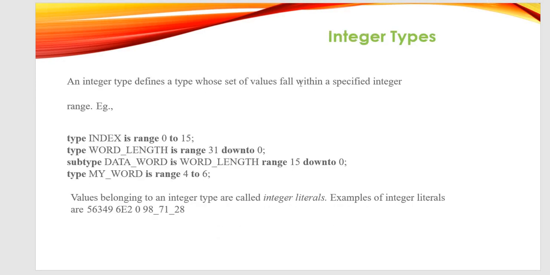Now this is the integer type. As I mentioned, type index is range 0 to 15. Like this we can declare word length, say for example range 31 down to 0. Then a subtype of that is named data word, of the type word length. So like that we can declare, and so on. So this way an integer can be declared.